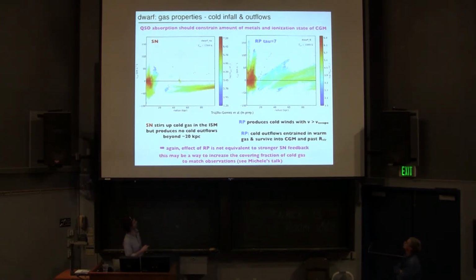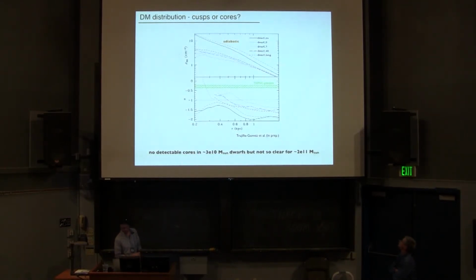The temperature of these outflows, this is only cold gas now, is much colder in the radiation pressure case. So this is one of the things that we're not expecting. The outflowing winds are much colder once you include radiation pressure. So we should be able to make predictions as to what the CGM looks like in absorption versus only supernovae feedback.